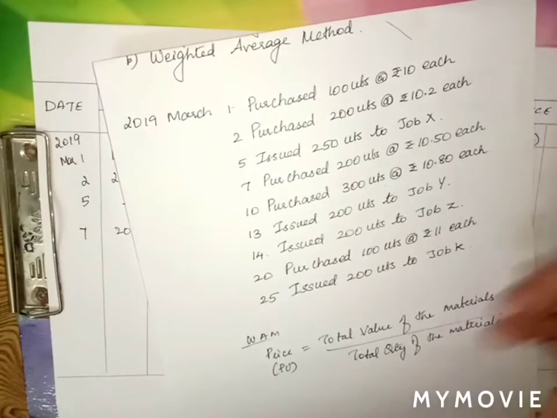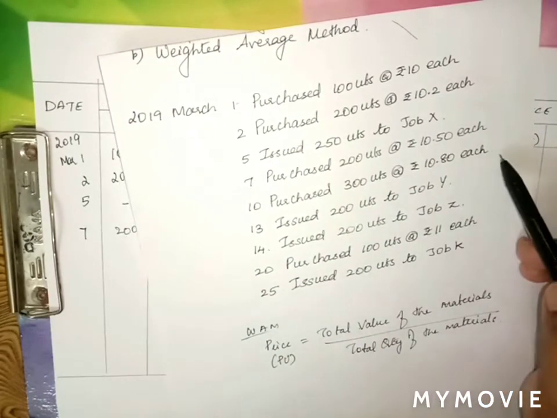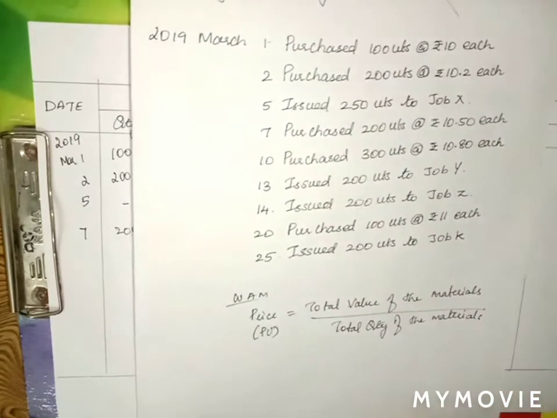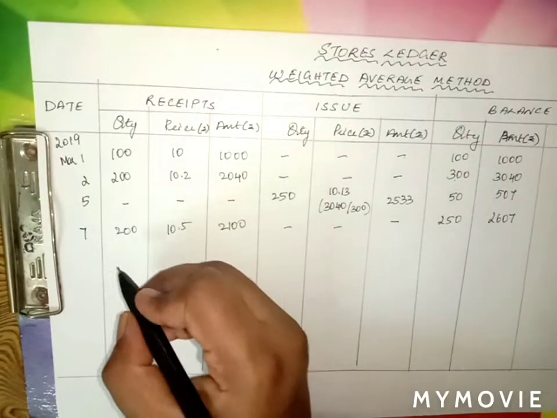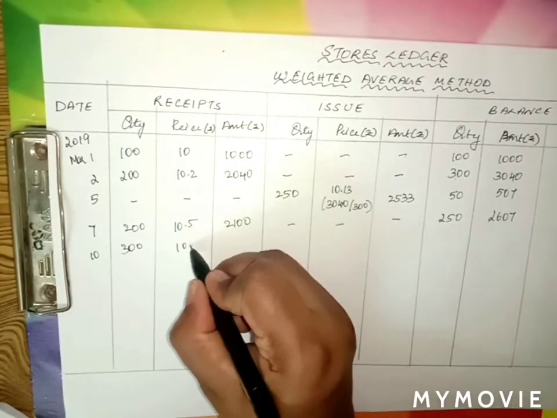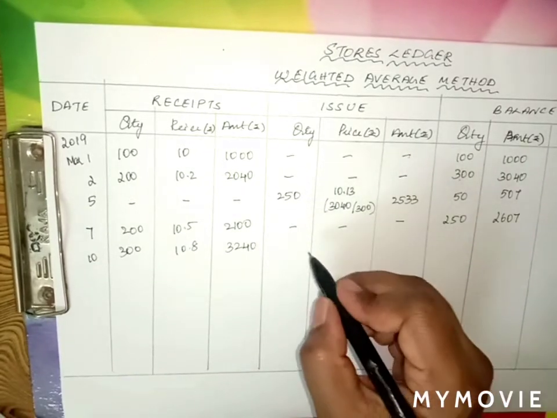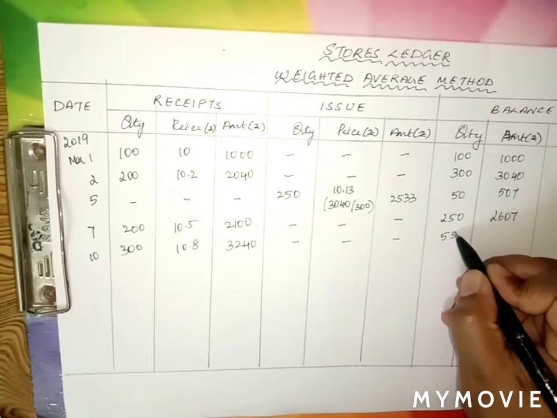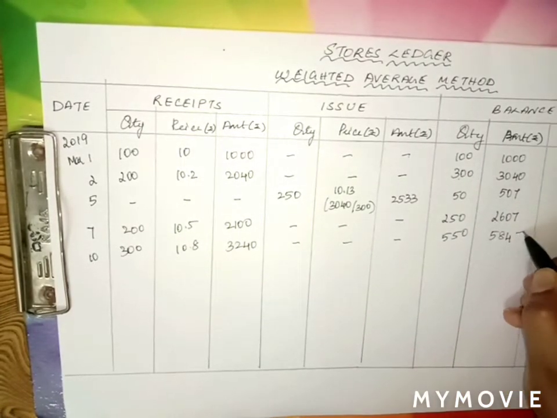The next one, on the 10th purchased 300 units at 10.8 each, which will be 3240. So now the balance will be 550 units at 5847.